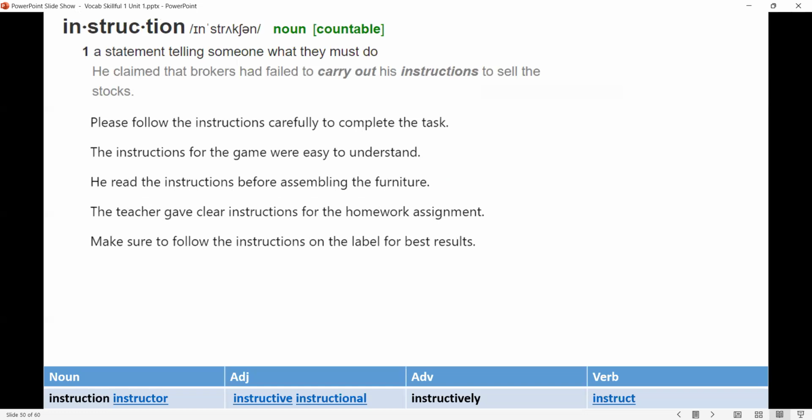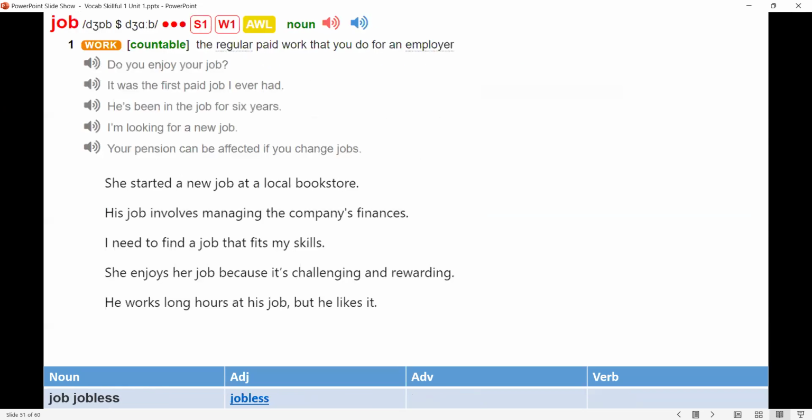Instruction. Instruction is a statement telling someone what they must do. Please follow the instructions carefully to complete the task. So you can follow instructions. The instructions for the game were easy to understand. He read the instructions before assembling the furniture. The teacher gave clear instructions for the homework assignment.